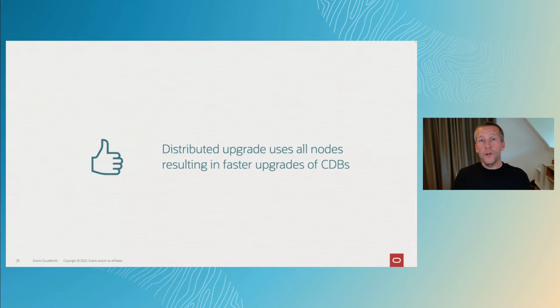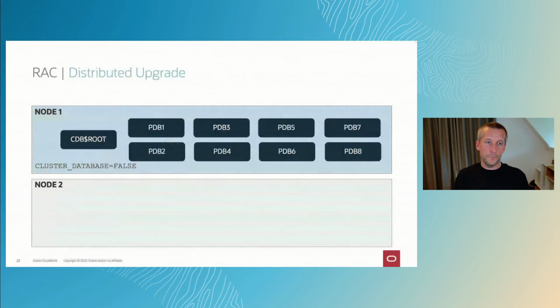With AutoUpgrade, we've made it possible to make your upgrades of RAC databases even faster. We have this feature called distributed upgrades. And to understand how it can make your upgrade of RAC databases faster, let me illustrate that with an example. This is a classic upgrade of a RAC database. When we upgrade a RAC database, the parameter cluster_database must be set to false. This means that the RAC database can be running on one instance only. And this is what you can see in this example.